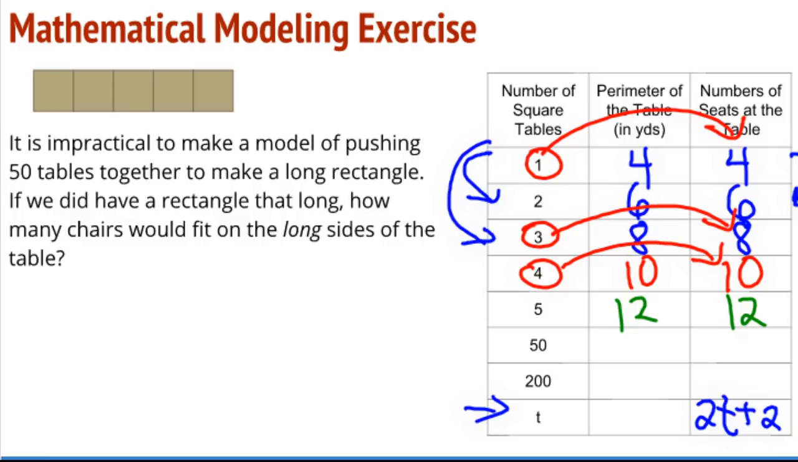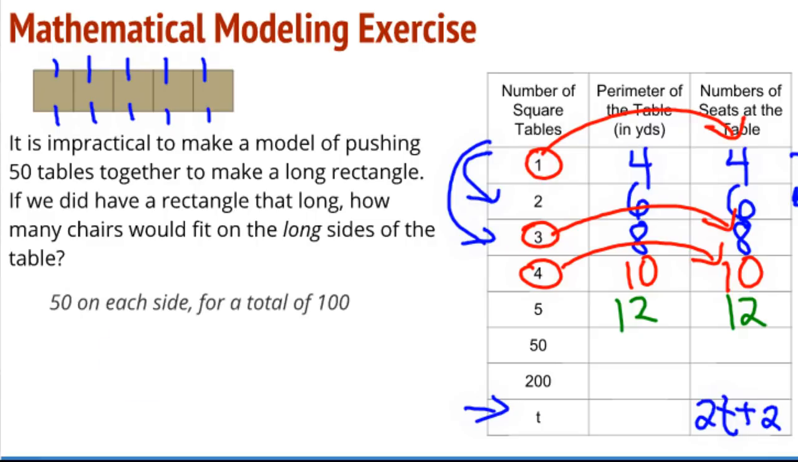Now, it's probably not practical to make a model of pushing 50 tables together to make a long rectangle. And if we did have a rectangle that long, how many chairs would fit on the long sides of the table? And this gets back, this is looking at the pattern in a different way. So we noticed that for every table we have 2 people on the long sides. So if I had 50 tables, I'm going to have 50 on each side, and I've got a total of 100.